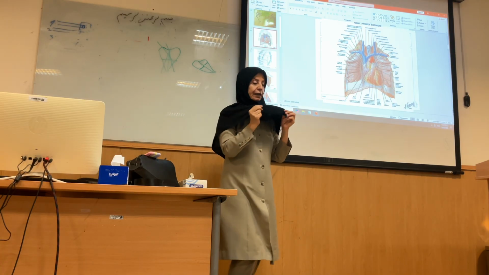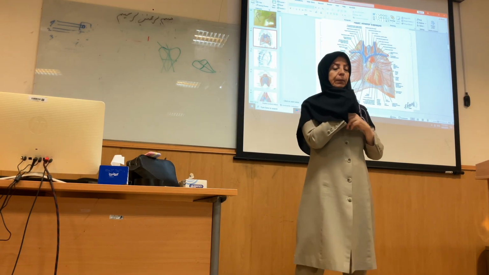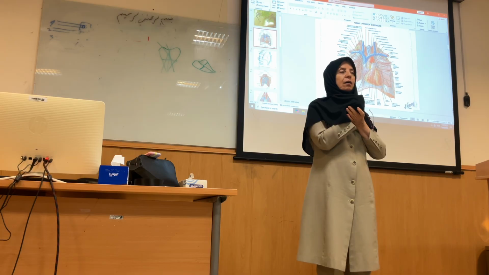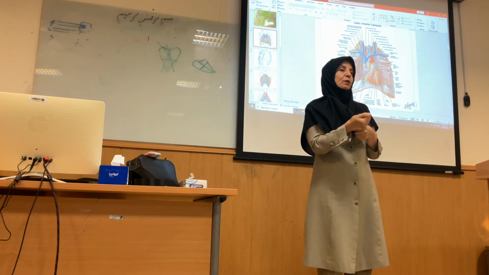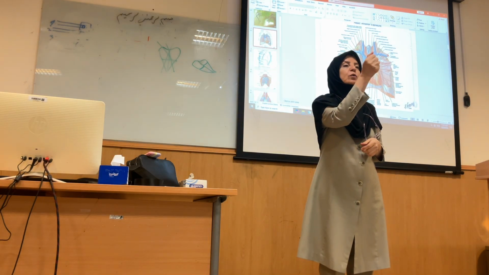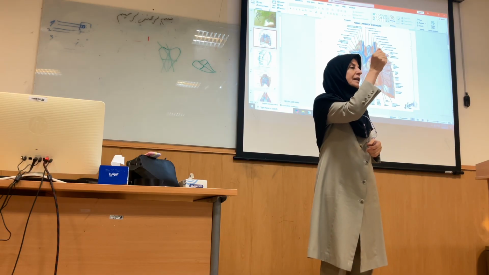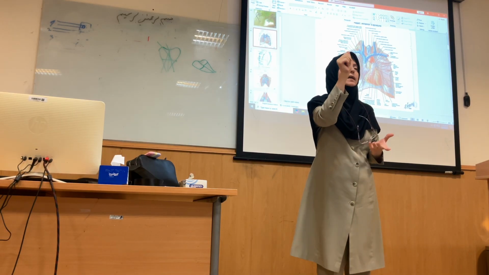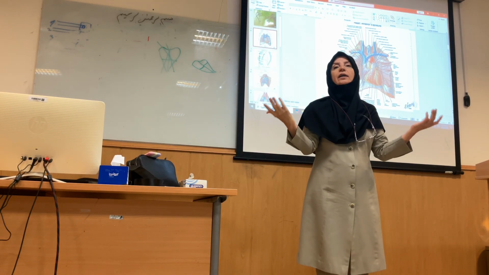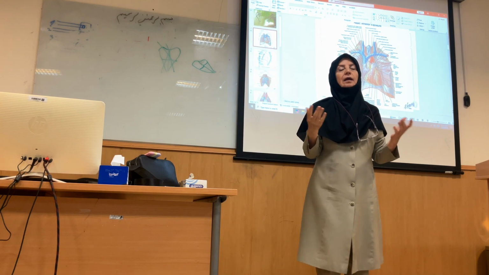Sometimes you have inflammation of this pericardium. And sometimes you have a problem with the myocardium, with the muscle, with the arteries, with the vessels of the heart. The signs are different.